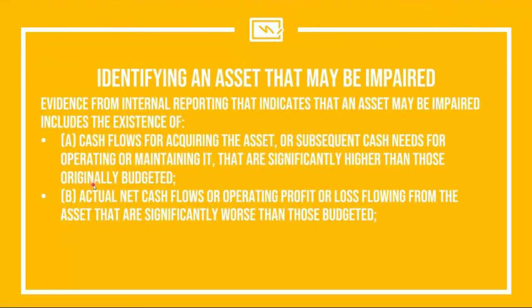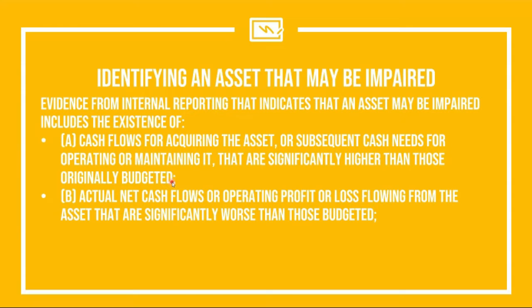Okay. So still under identifying whether the asset is impaired, we need to focus on internal reporting. Evidence from internal reporting that indicates that an asset may be impaired includes the existence of, first, cash flows for acquiring the asset or subsequent cash needs for operating or maintaining it that are significantly higher than those originally budgeted. So meaning, if you are going to spend more for this particular asset, then its actual value to us is going to be declining. Okay?